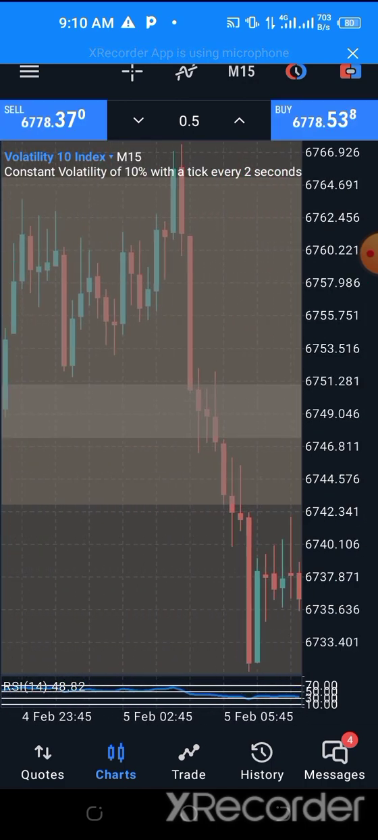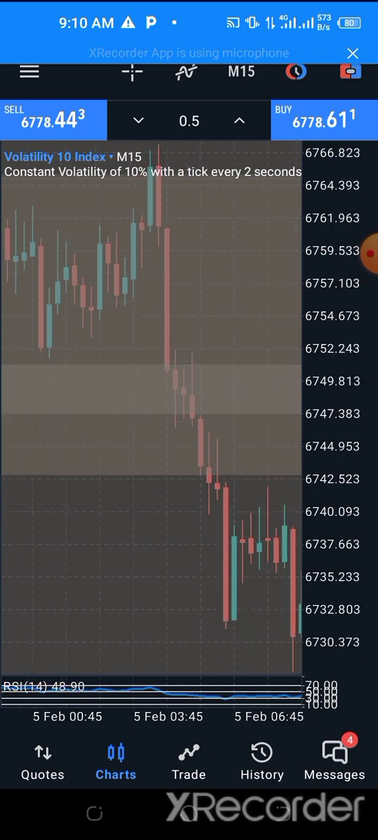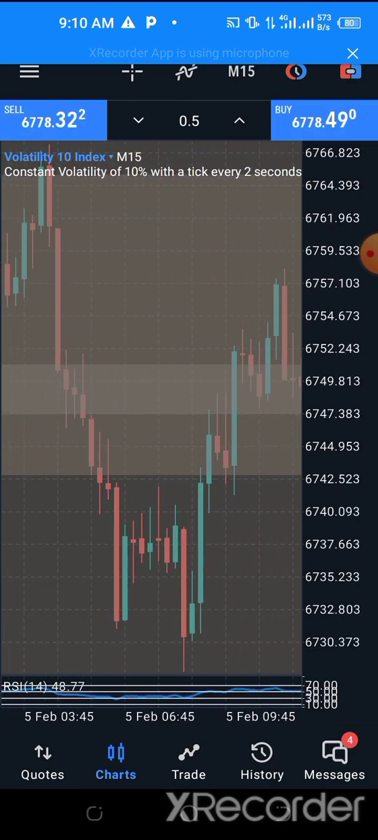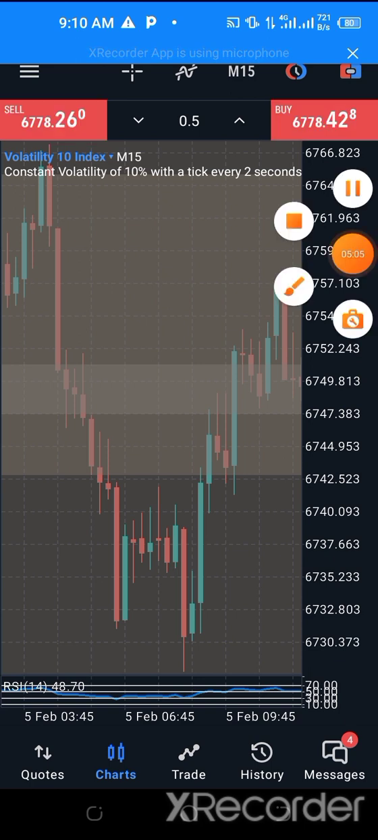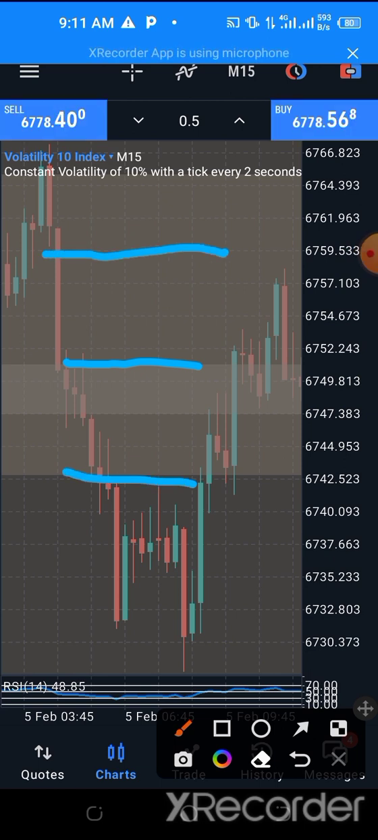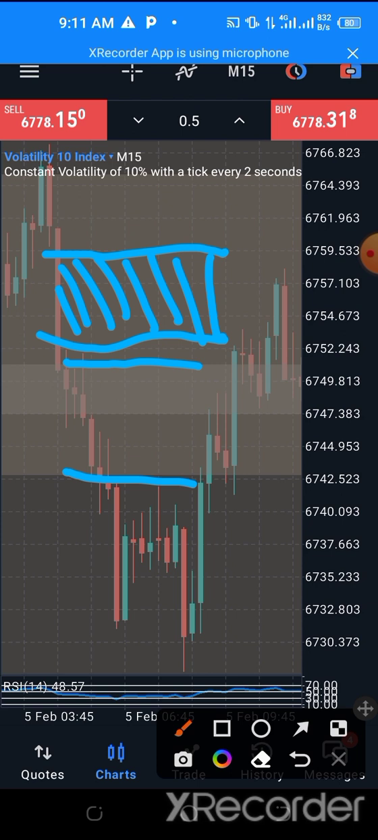In the 15 minutes now, this is the area of that breaker block. Then we have a fair value gap here. This area is a fair value gap. And we have an order block here. This blue candle is an order block.